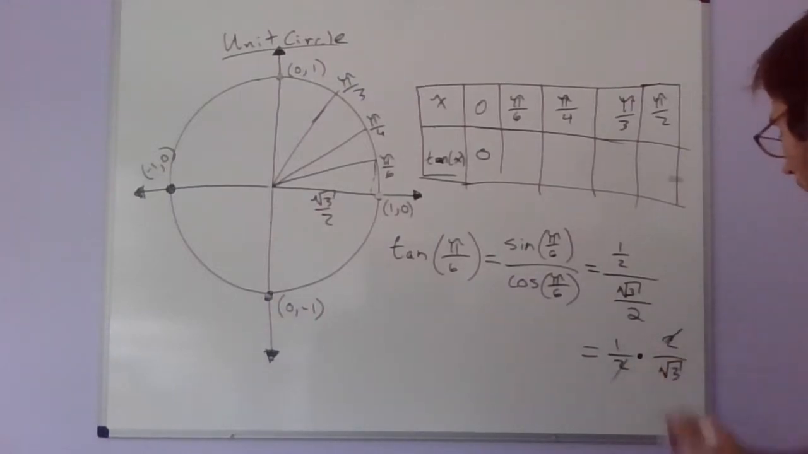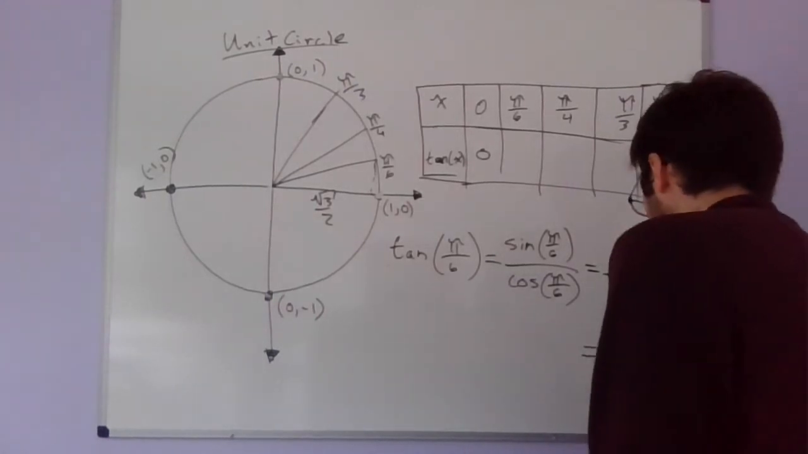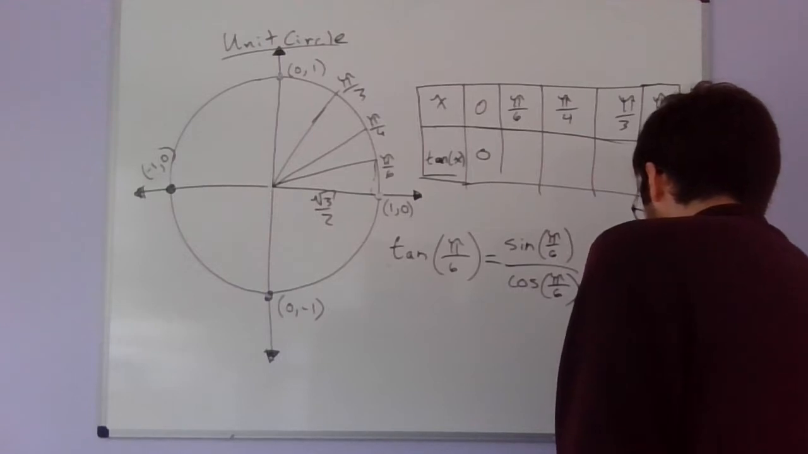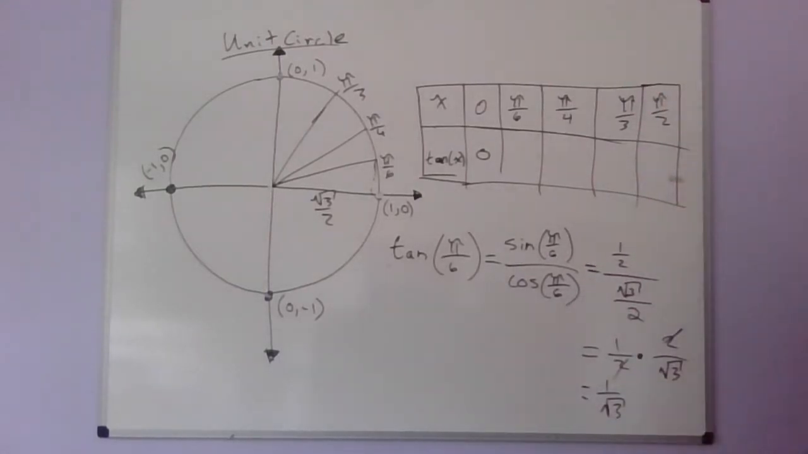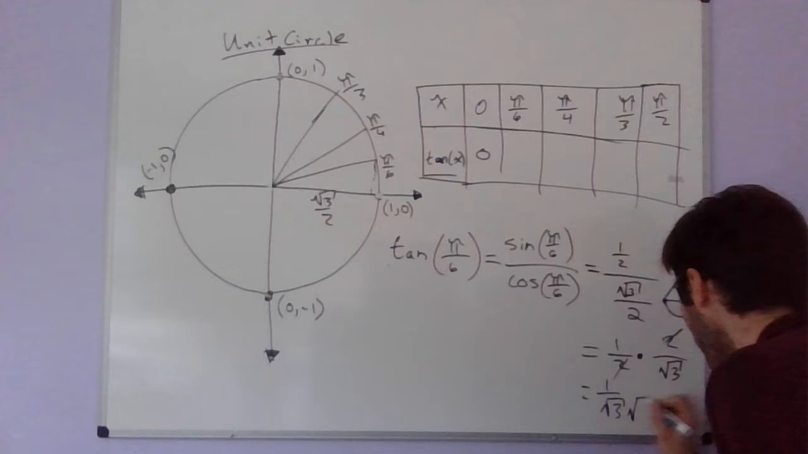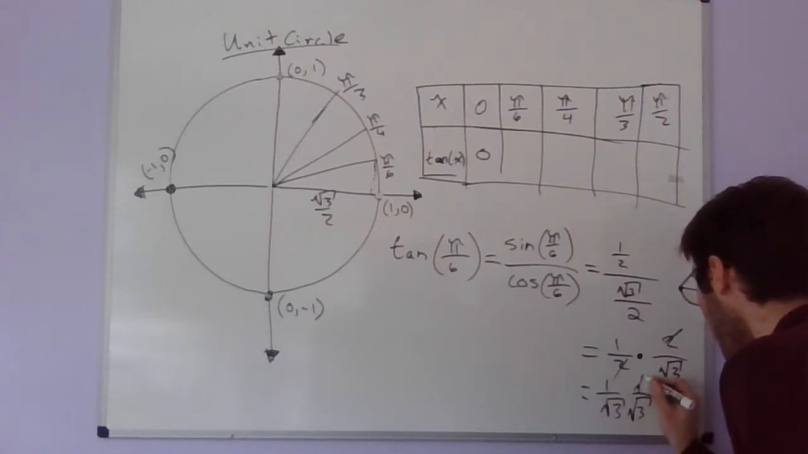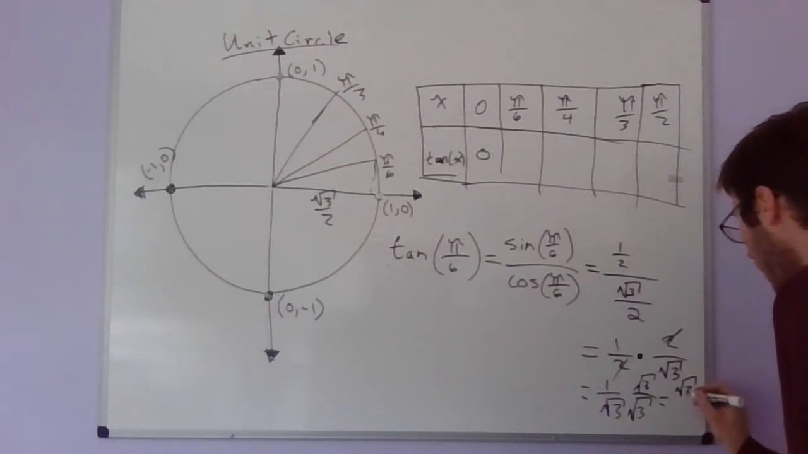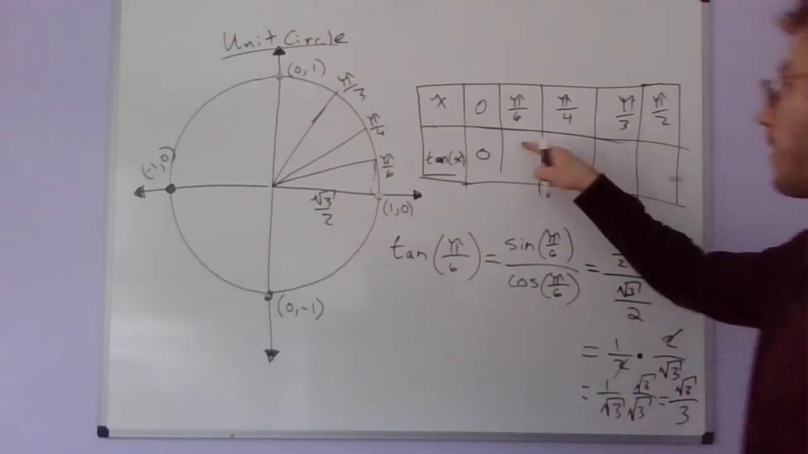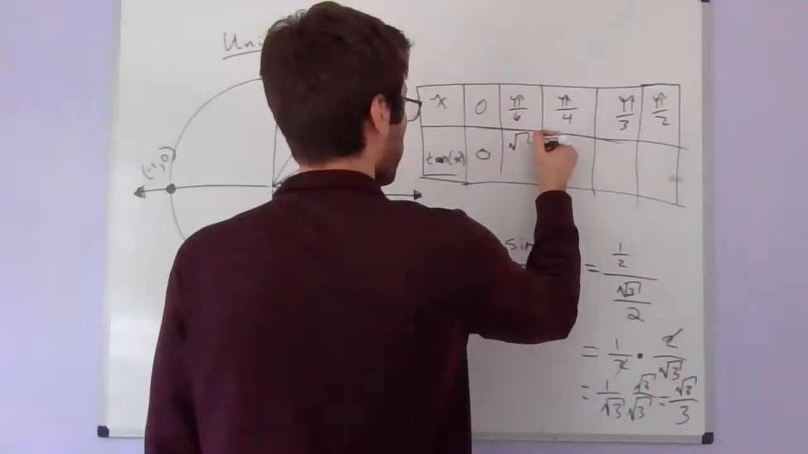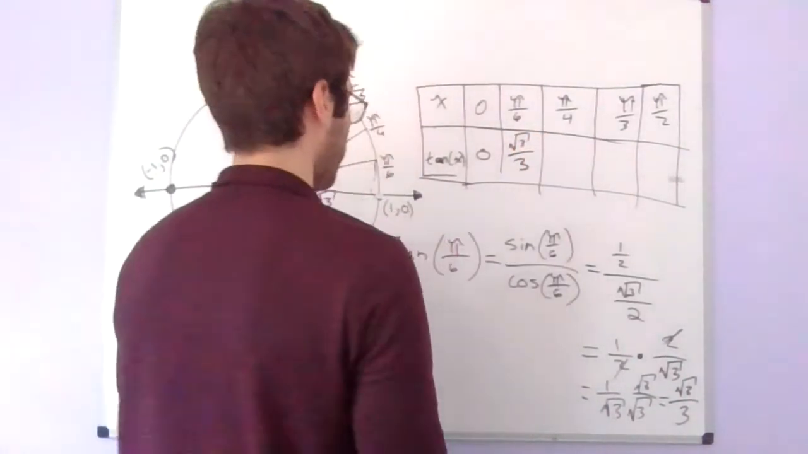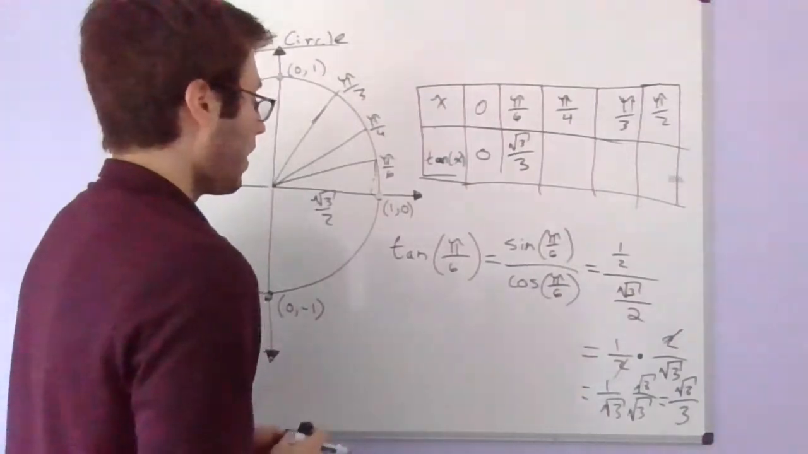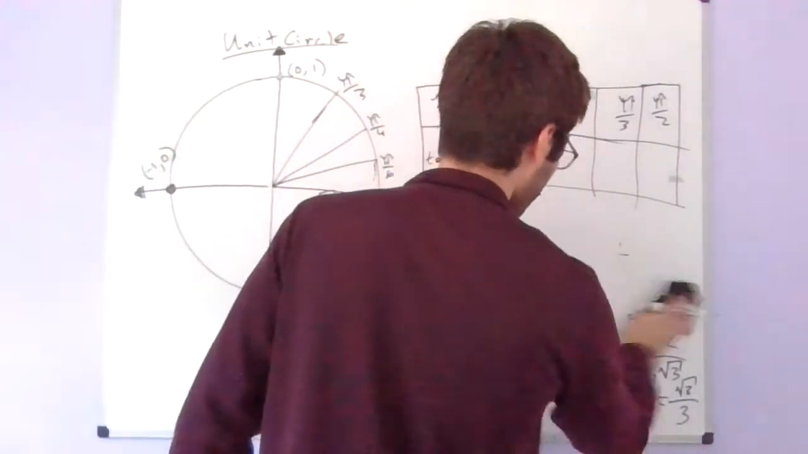Notice the 2's cancel out, and you're left with 1 over square root 3. Now, we don't like square roots in the denominator, so I multiply the numerator and denominator by square root 3. In other words, it's square root 3 all over 3. So that value must be square root 3 over 3. And that's how we do that one. So that's tangent of pi over 6.